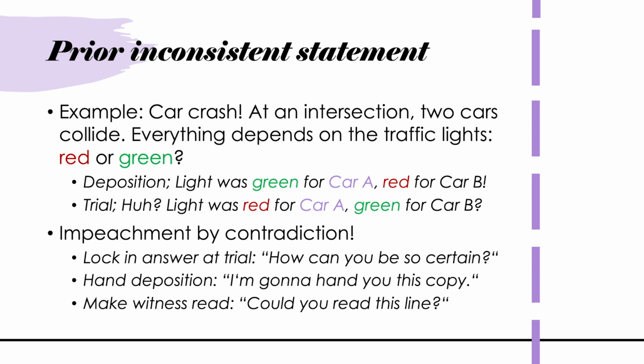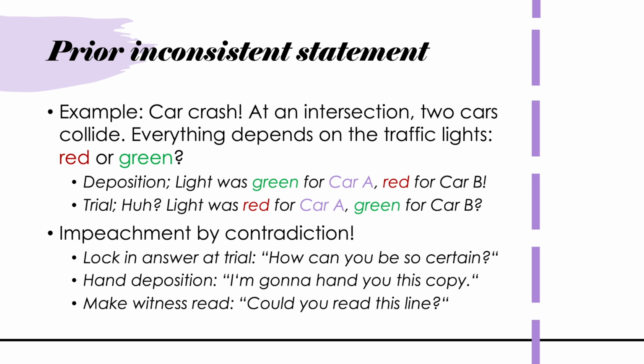And at the deposition, your witness testifies, yeah, the light was green for car A and red for car B. But wait, oops, at trial they say the complete opposite. They say, nah, the light wasn't green for car A, it was red. And in that case, you can impeach their credibility by showing their inconsistent statement. You have prepared the deposition, and now they're saying something completely different.